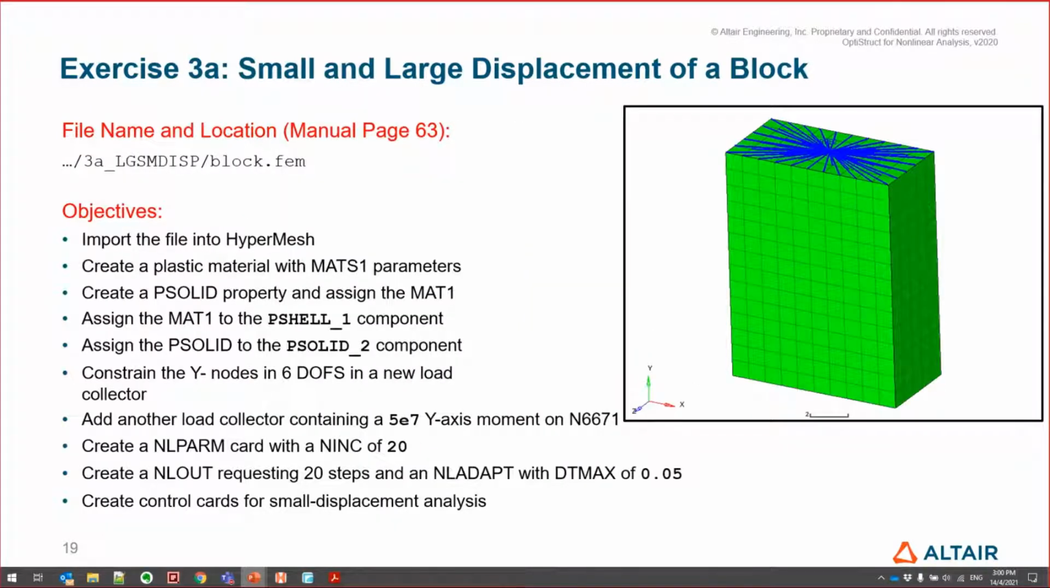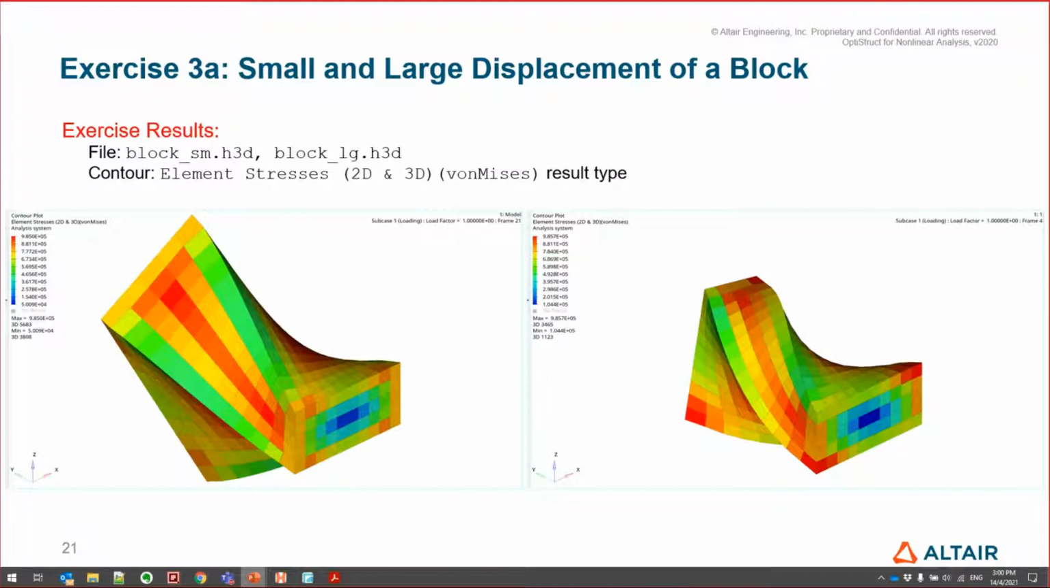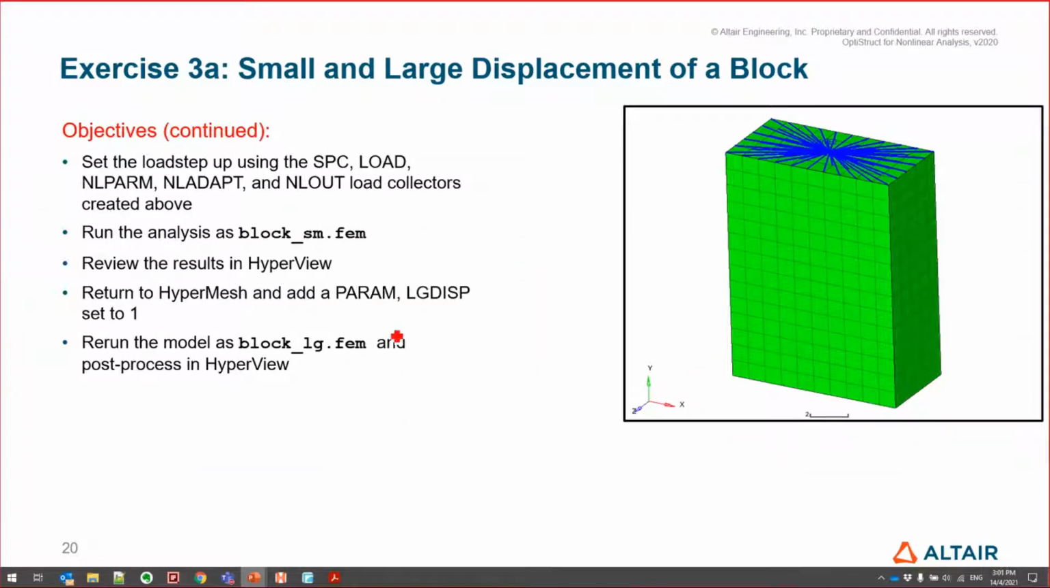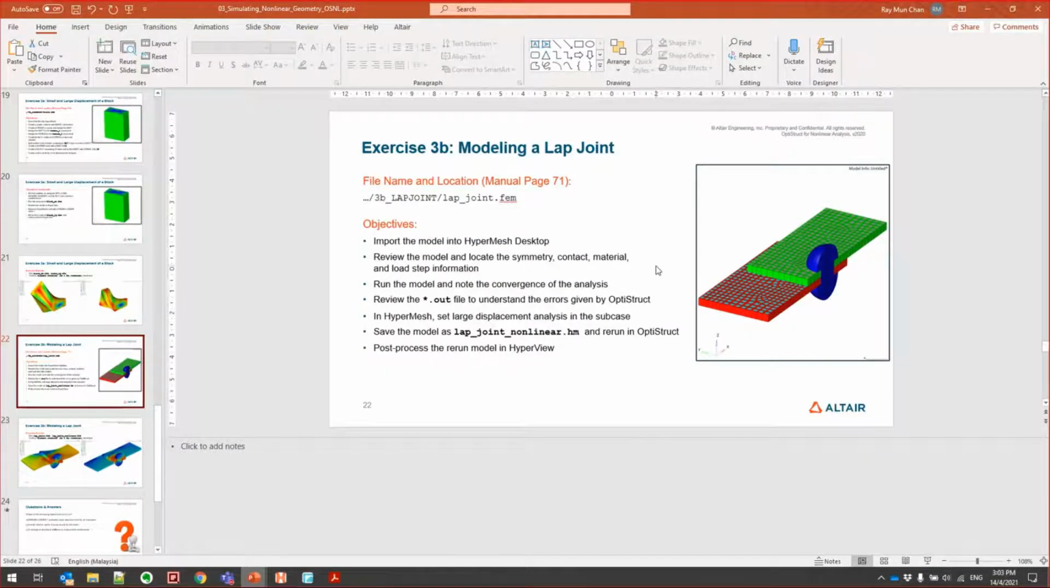So now we can try to set up. Actually, we already done large displacement. Basically, it's very easy to turn on. Just either turn on from the param or you turn on from the NL pump. Okay, so there's nothing much to it, but you see difference whether you turn it on and off, turn it on or off. So if you perform this exercise 3A, you can actually check the results. There's another exercise here.